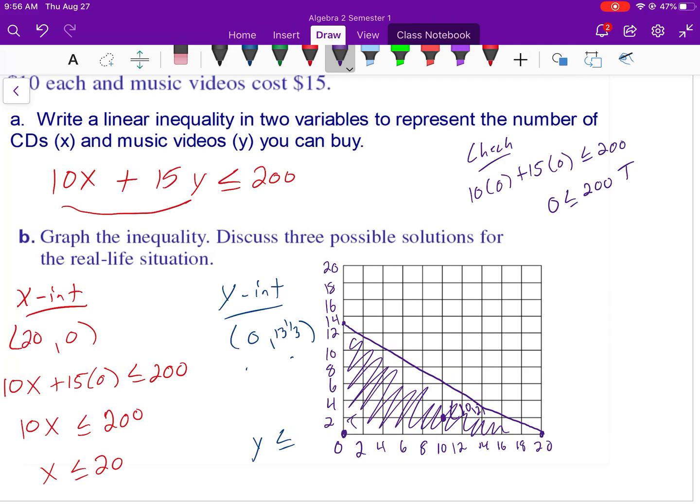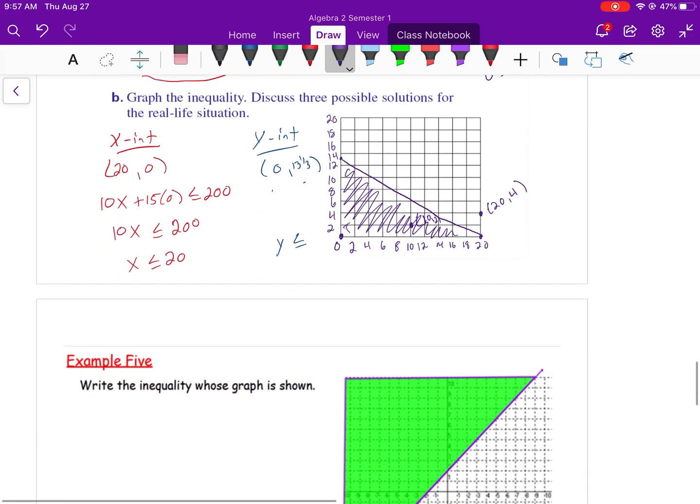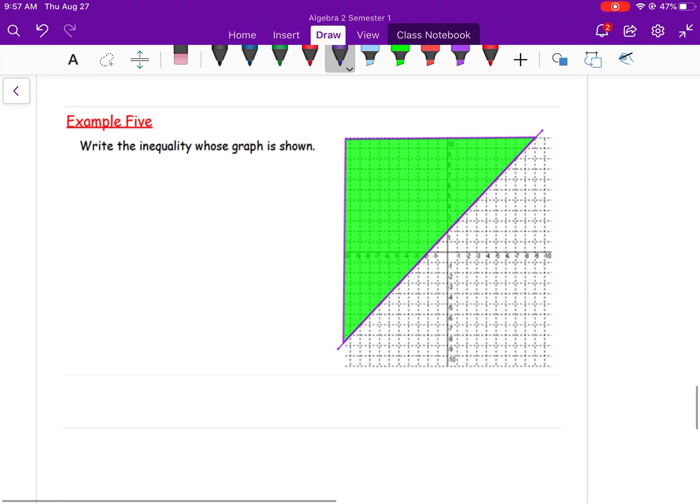Okay. As soon as you get above here, so let's just say (20, 4). Okay, 20 CDs, 4 music videos. If you buy 20 CDs, that's $200 itself, and then you bought 4 music videos on top of that. There's another $60, $260. That is not possible with the money that you are given. Okay. All right, last one.